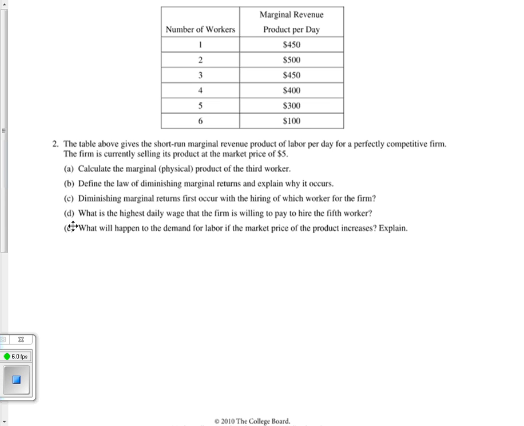All right, another practice AP free response question on MRP and the market for labor. So the table above gives a short run marginal revenue product of labor per day for a perfectly competitive firm. The firm is currently selling its product at the market price of $5. So calculate the marginal physical product of the third worker. We're looking here: marginal revenue product per day, number of workers.